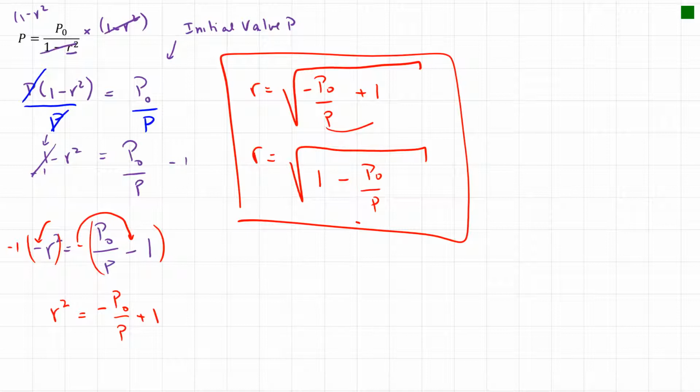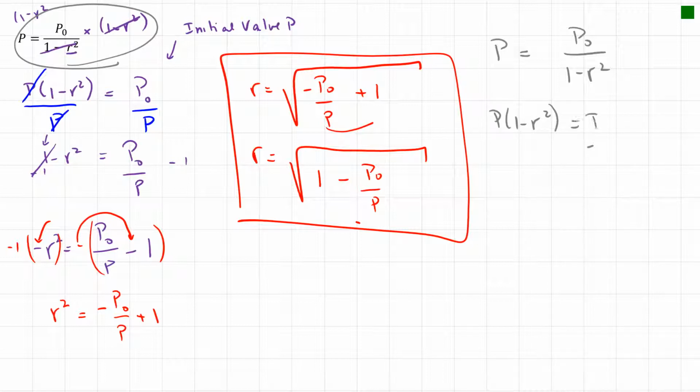Now I said I was going to do this a second way, and this one is a little bit more involved, but the reason I'm going through it is because it might be the way some students have started it, and I just want to show you that it will work thinking about it differently. So the first step is the same. I'm going to multiply by 1 minus R squared, so this step is the same, and I end up with P times 1 minus R squared equals P0.